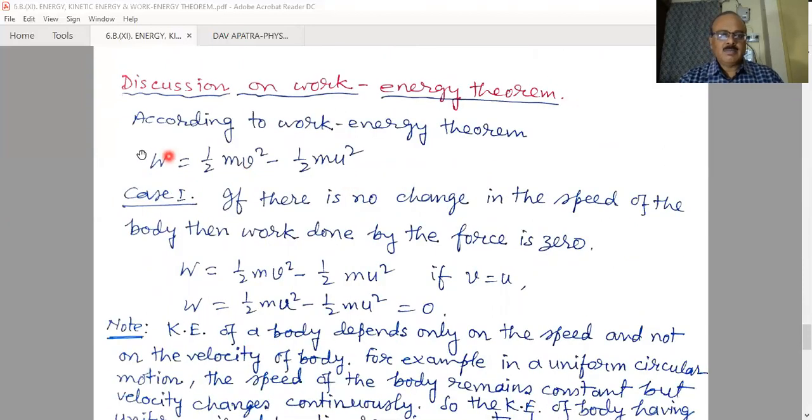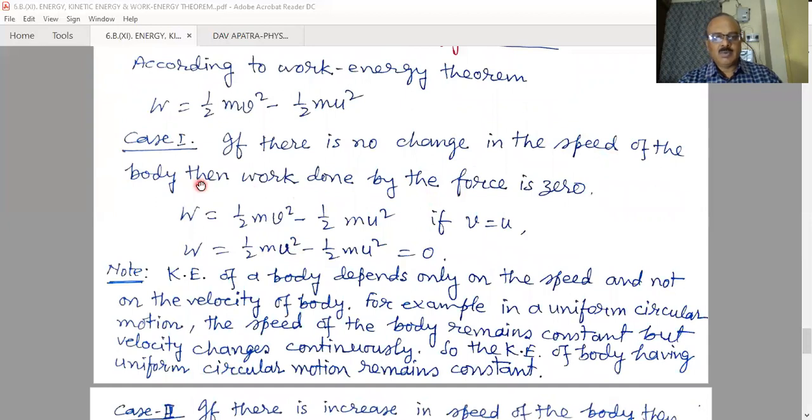Now, discussion of the work energy theorem. According to the work energy theorem, we know W is equal to half mv square minus half mu square, that is final kinetic energy minus initial kinetic energy. Case number one: if there is no change in the speed of the body, then the work done by the force is zero.